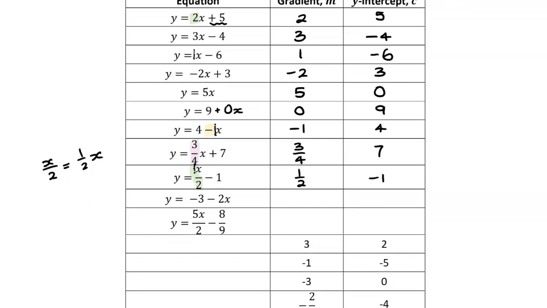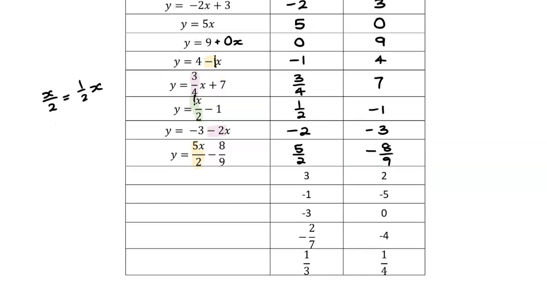Okay, they tried to trick us with the next one. They'd flipped the equation around a little bit, but we still know whatever is attached to the x, including its sign, is the gradient, so it's negative 2, and the y-intercept is negative 3. Here's another one of those weird examples. X isn't just attached to the 5, it's also got this over 2. So it's 5 over 2 and minus 8 over 9 for the gradient.